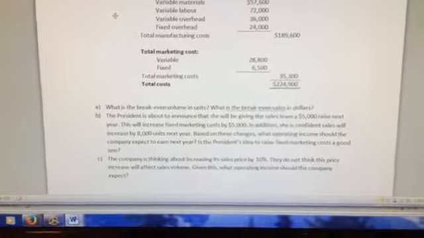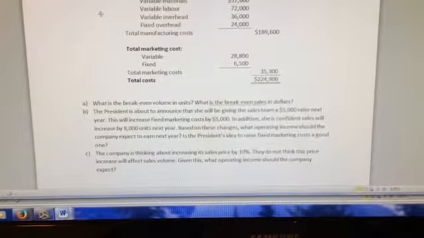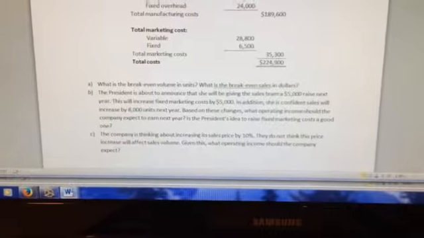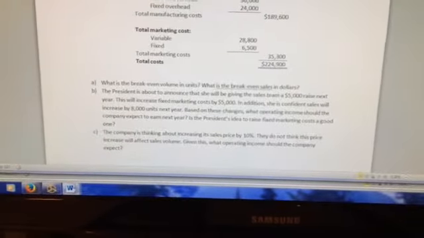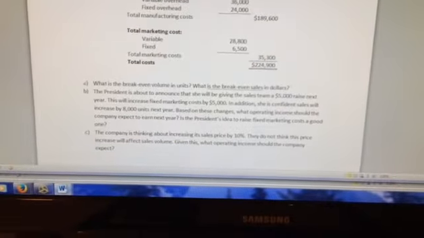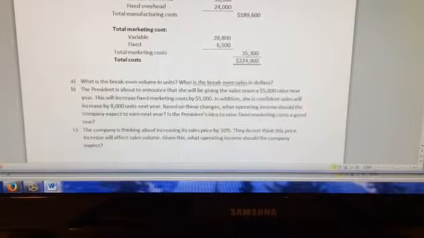All right, on to the final section of extra practice question 1. This is the answer to part C. The question reads, the company is thinking about increasing its sales price by 10%. They do not think this price increase will affect sales volume. Given this, what operating income should the company expect?